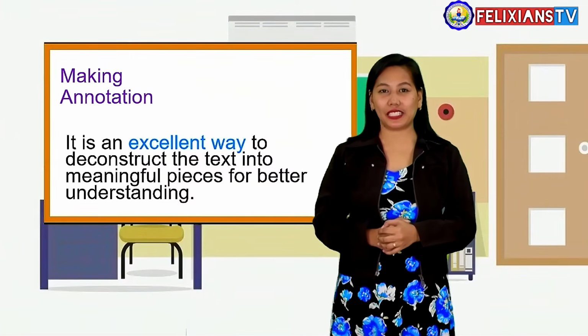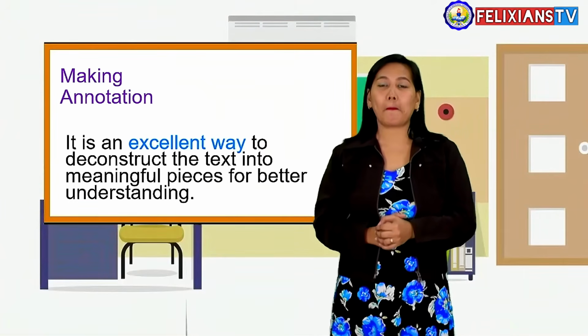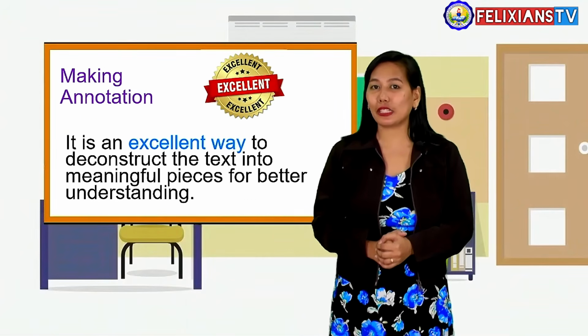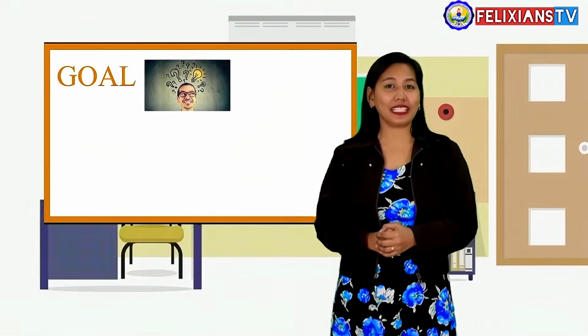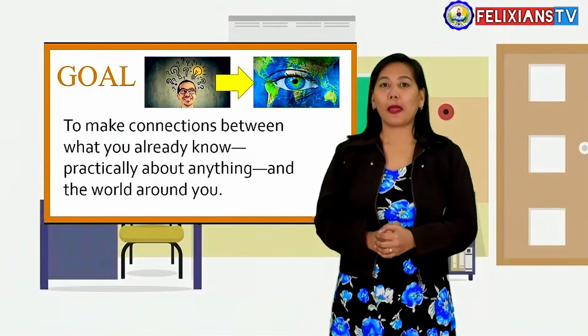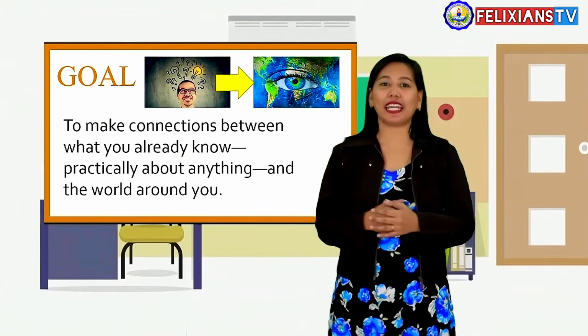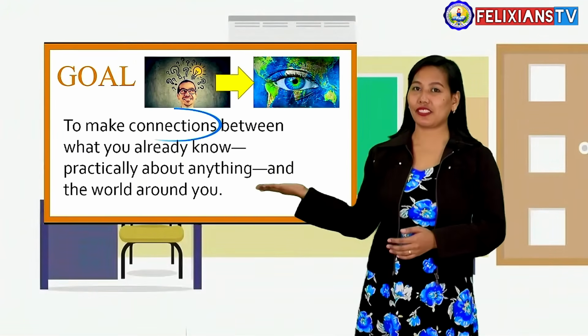Making annotation is an excellent way to deconstruct the text. When I say deconstructing the text, it is examining the text part by part. And annotating is not just a way, but an excellent way. The result, better understanding. The goal of annotation is to connect whatever is in your mind to the world around you. To make connections between what you already know practically about anything and the world around you. The key term here is connections.